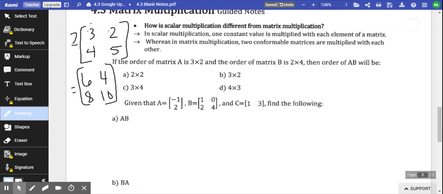So that would be what my matrix would be if I did a scalar. So you're just taking a constant and multiplying it by every element in that matrix, rather than multiplying two actual matrices together.